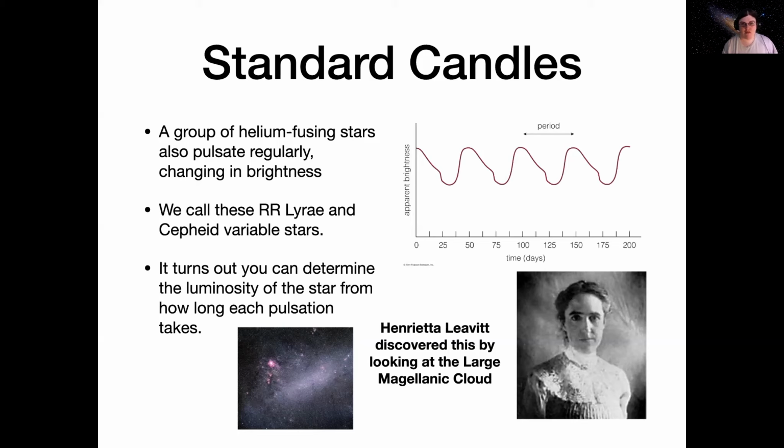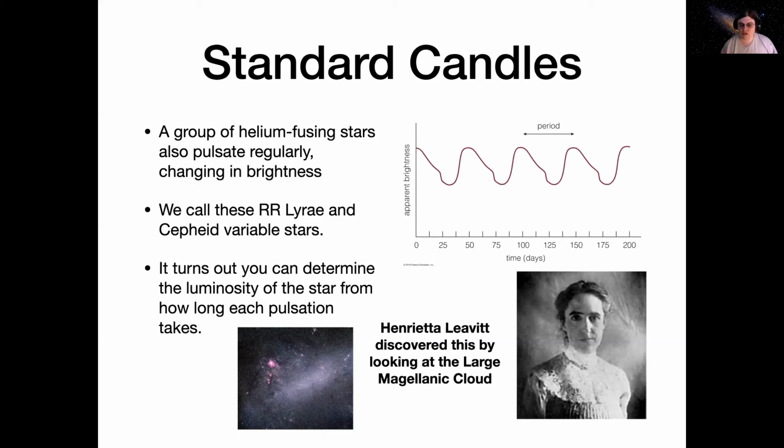And it turns out you can determine the luminosity of the star from how long its pulsations take. How we know this is from an astronomer named Henrietta Leavitt, who was working on the Large Magellanic Cloud. This is a nearby galaxy that orbits our Milky Way. It's smaller than us. She was looking and discovered these Cepheid variable stars in the LMC. She noticed that the ones that pulsated more slowly looked brighter in her pictures than the ones that pulsated more quickly. Now, she correctly assumed they're all about the same distance from the sun. The ones that pulsate more slowly must be more luminous than the ones that pulsate quickly.